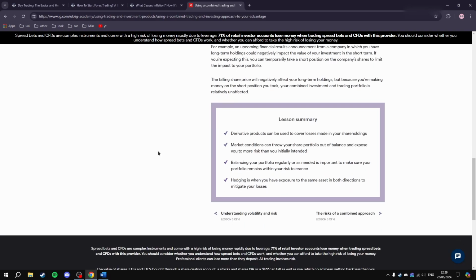Lesson summary: derivative products can be used to cover losses made in your shareholdings. Market conditions can throw your share portfolio out of balance and expose you to more risk than you initially intended. Balancing your portfolio regularly or as needed is important to make sure your portfolio remains within your risk tolerance. Hedging is when you have exposure to the same asset in both directions to mitigate your losses.